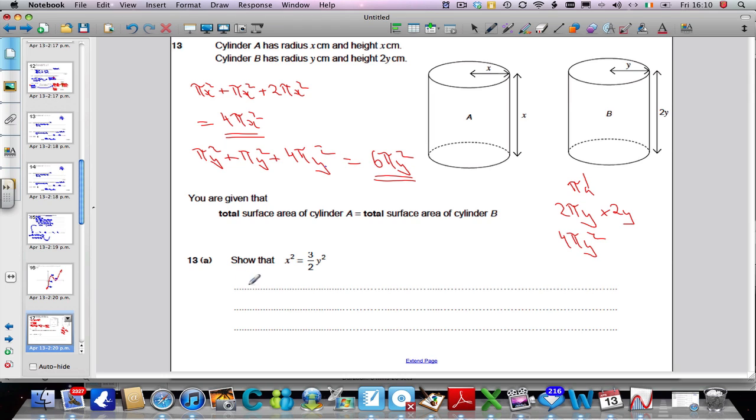So that's the total surface area of A. That's the total surface area of B. 4 pi x squared should be equal to 6 pi y squared. Divide both sides by 4 pi and we get x squared equals 3 over 2 y squared, and that's it. So I'm dividing by 4 pi.